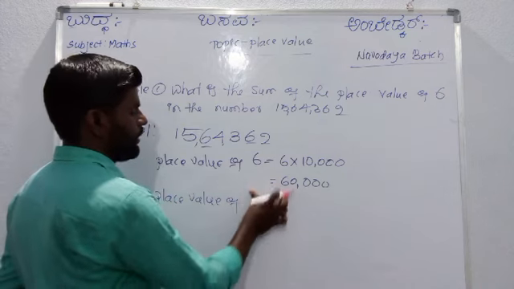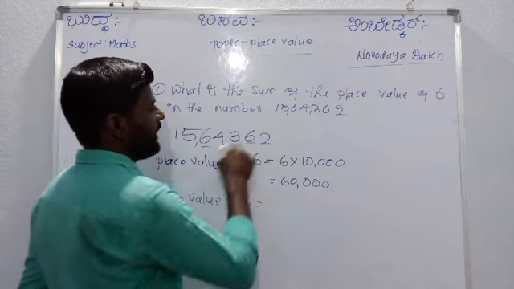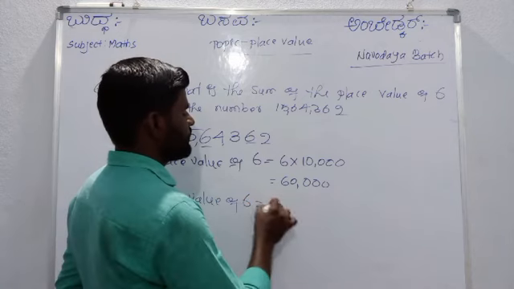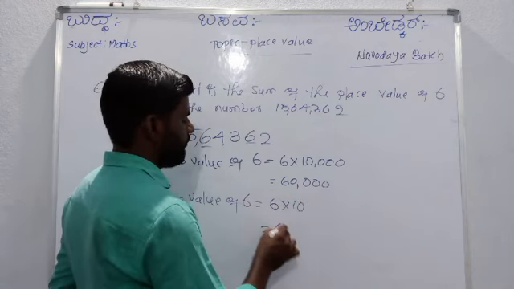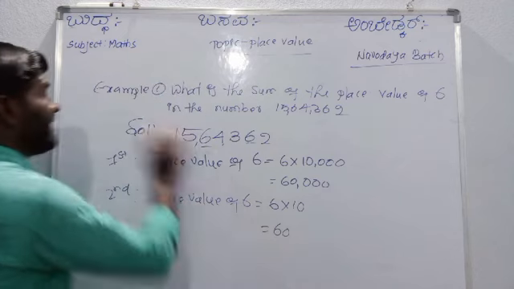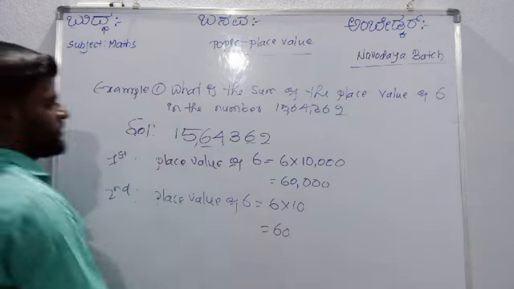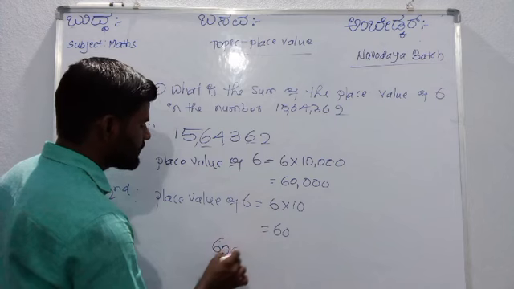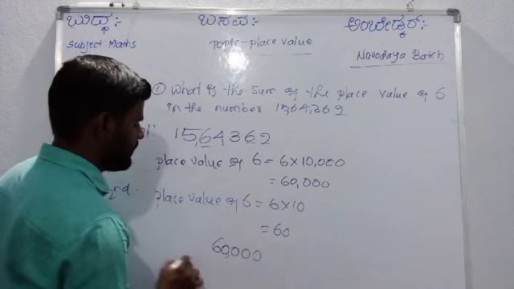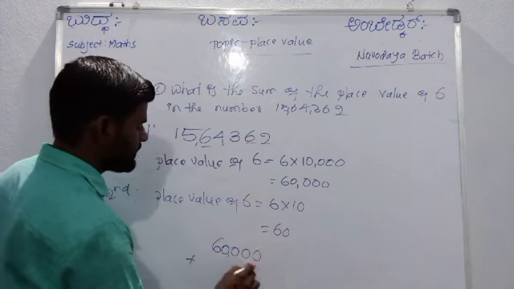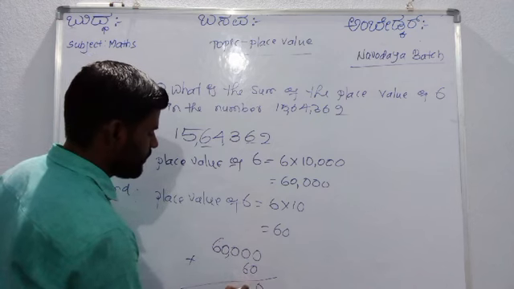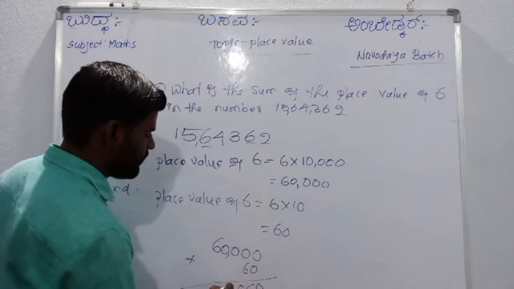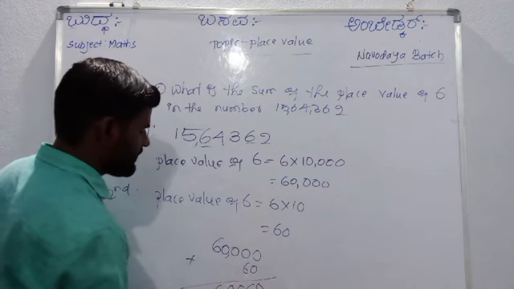Place value of 6. It is in the position of 10. 6 into 10, we are getting 60. What is the sum of the place values of 6? Sum: 60,000 plus 60.